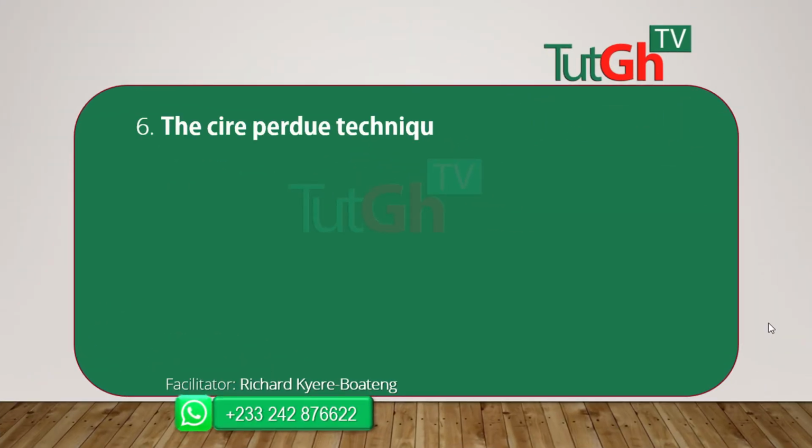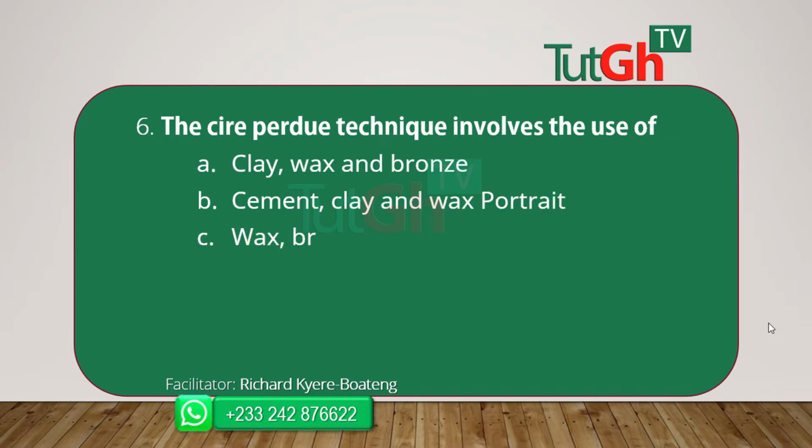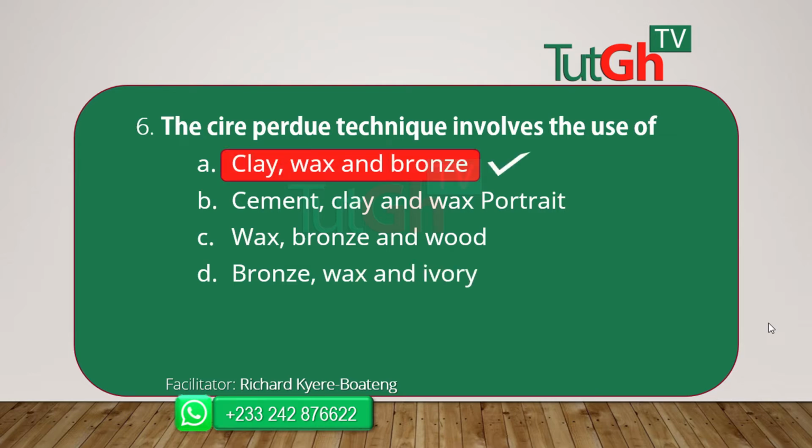6. The Cire Perdue technique involves the use of A. Clay, wax, and bronze, B. Cement, clay, and wax portraits, C. Wax, bronze, and wood, D. Bronze, wax, and ivory. And the answer is A. Clay, wax, and bronze.